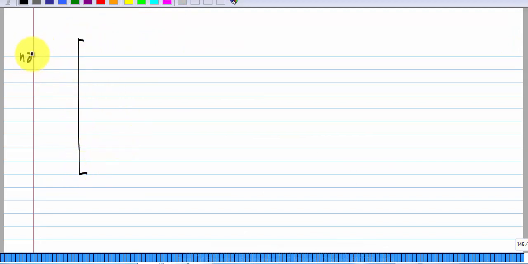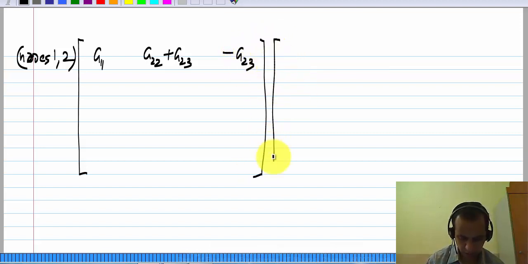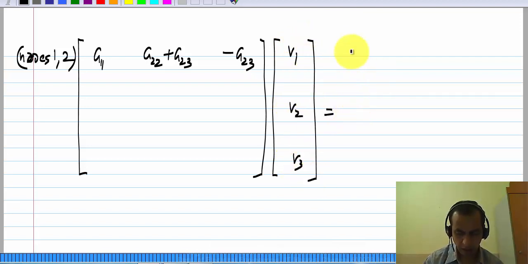So let's say the first row I write for the super node, which will consist of G11, G22 plus G23, minus G23, multiplying V1, V2, V3, and this will be equal to I1.